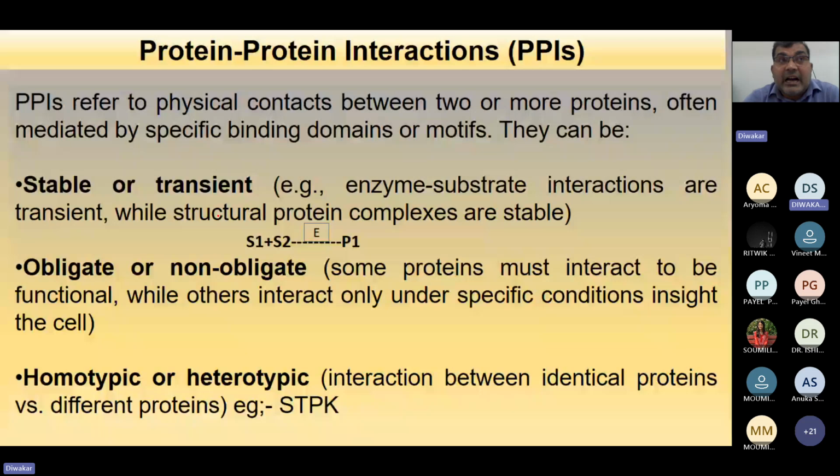Some of the proteins are highly stable, mainly the fibrous or structural proteins, which are stable throughout the physiological cycles. We can also classify the proteins on the basis of activity, that is obligate and non-obligate in nature. Some of the proteins may interact for their functional activity, and other proteins may interact within specific conditions inside the cells.